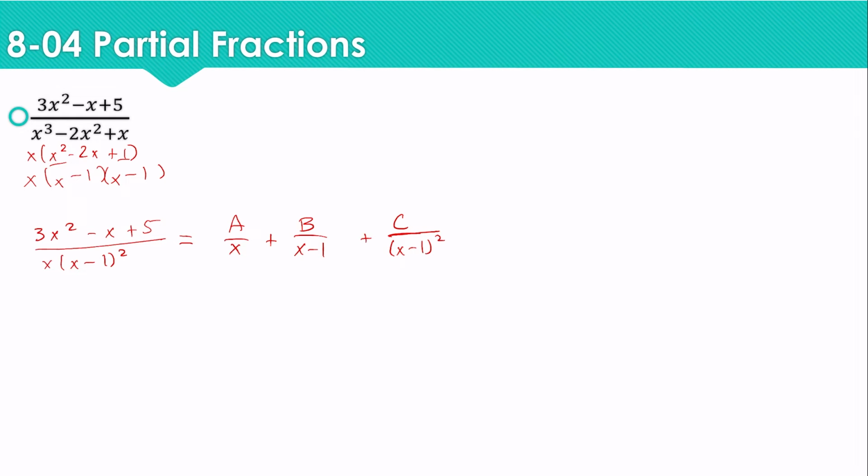So now we'll multiply by the lowest common denominator. So I could multiply each term by x times x minus 1 squared. So on the left, it all cancels.